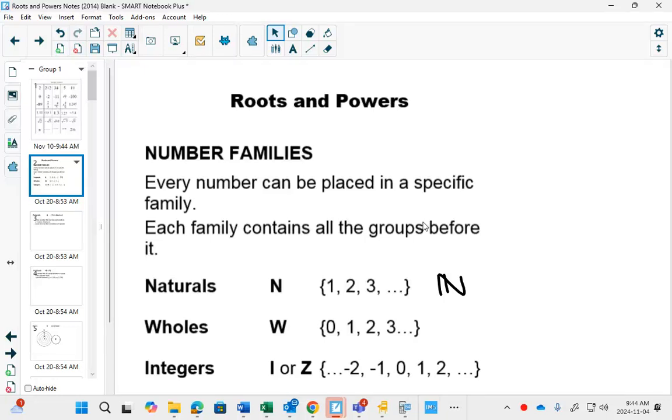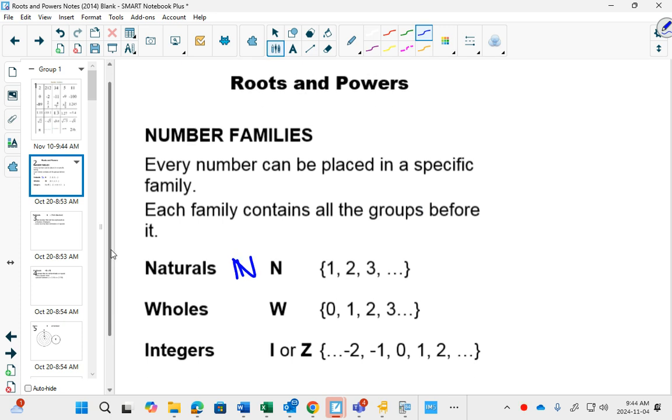For the number families, they have a special symbol for each of them. Maybe I'll write the special symbol right beside it. It's got a double line. That one we use not very much. The ones that you're going to find used the most are the integers and the real numbers.